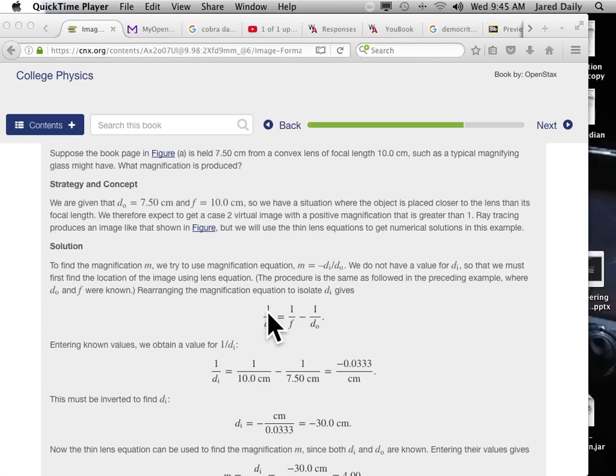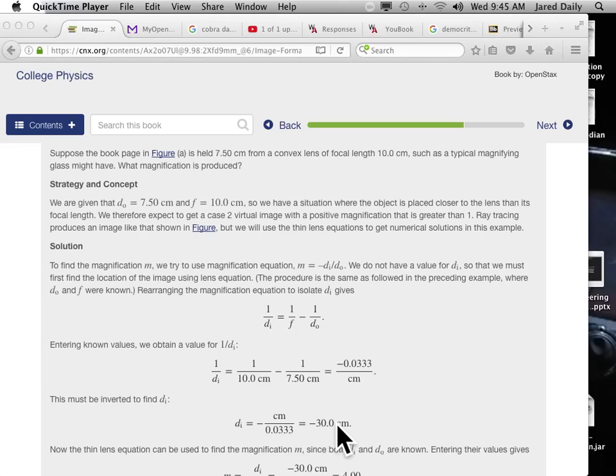So in other words, in this equation, we're going to solve for 1 over di again, but we're going to have 1 over 10 minus 1 over 7.5 now, which is actually going to end up giving us a negative number. Before we ended up with a positive number here, now we end up with a negative number here. So we have our negative number, we invert it, and it ends up giving us 30 centimeters for the distance to the image, which is good for a magnifying glass.